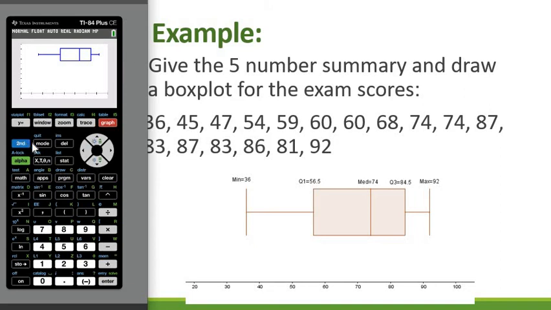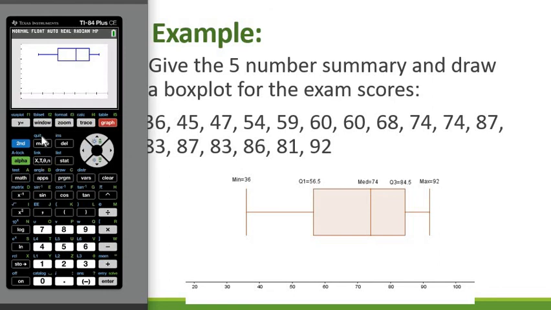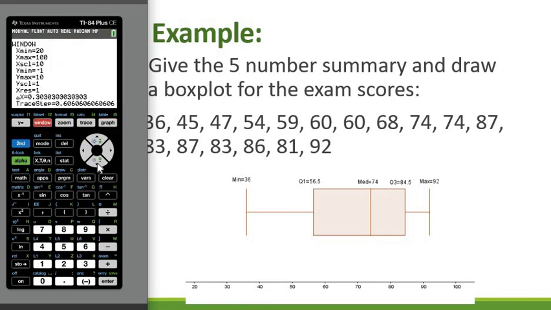But I'll show you if I do stat, edit, and go down and add a 0 into my data, which would be an outlier. I need to change the window so you can actually see it here. It's at 0, so I need to back up. Let's see, how about negative 10 to 100? And you can't see it because of the symbol. I'm going to choose the little box.